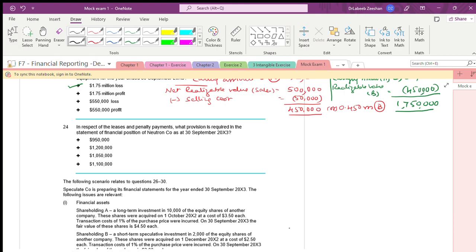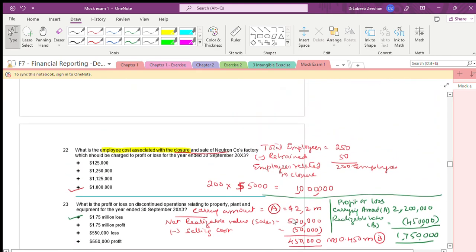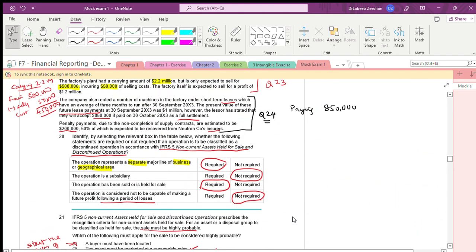Fine. What are they saying? What provision is required? Fine. Good. Nothing. Inshallah. How much is there? How much are they paying? 950. Where is the 850?